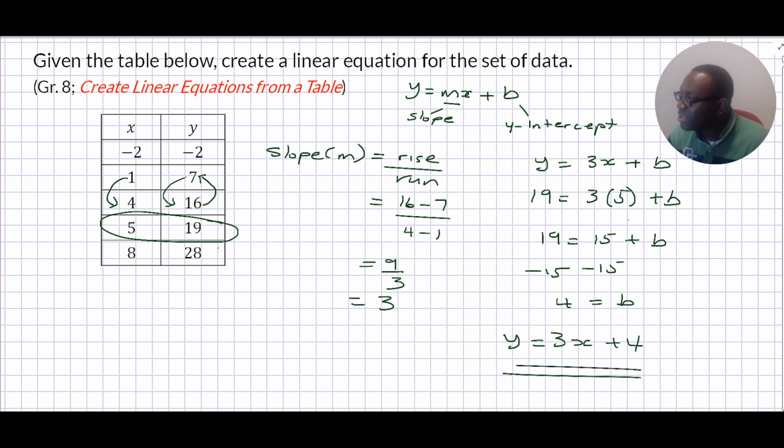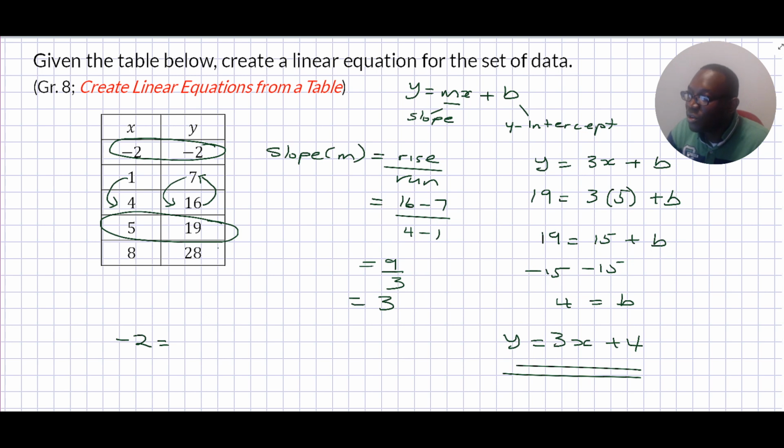So we found out the slope, which is the 3, and then our y-intercept is going to be 4. So now let's go ahead and test any of the points to see if this is accurate. I'm going to test this point right here: -2, 2.